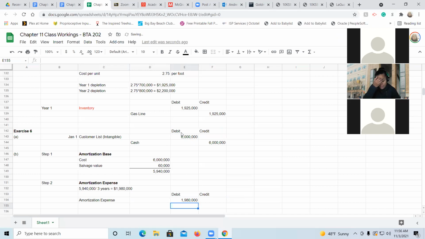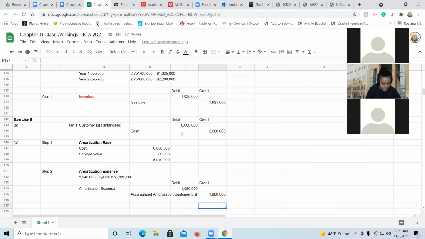You've actually used up the customer list for the year. And now we come to this place where you have an either-or. You could say accumulated amortization, which in practice could go either way. Or you could put customer list. You're allowed to do either one. It depends on what the company prefers. And that's the amortization for the year.